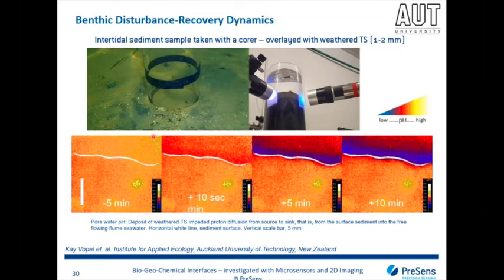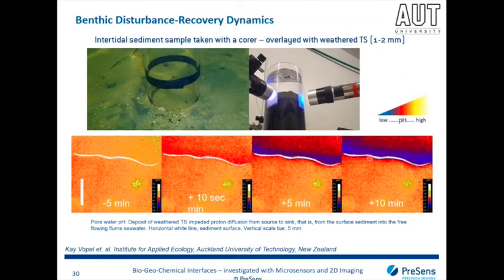sediment. In this application, this sediment sample was then overlaid with some weathered terrestrial sediment, approximately 1 to 2 millimeters, and this caused a pH change in the region where the weathered terrestrial sediment was deployed. So you can see that the image gets more bluish, which indicates lower pH values of around pH 6.1, 6.2, something around that, and you get a pretty steep concentration gradient.